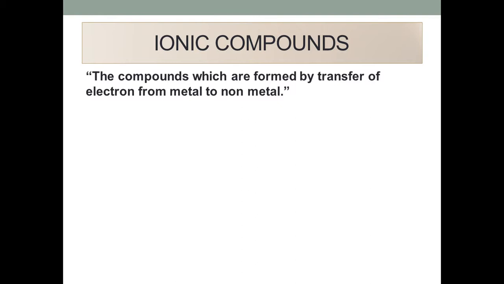Ionic compounds are the compounds which are formed by transfer of electrons from metal to non-metal. So the basic thing about ionic compounds is that they are made up of a metal and a non-metal. Whenever metal and non-metal atoms combine together, they give ionic compounds, for example, NaCl. The metallic part is sodium, while the non-metallic part is chlorine. So sodium chloride is a kind of ionic compound.